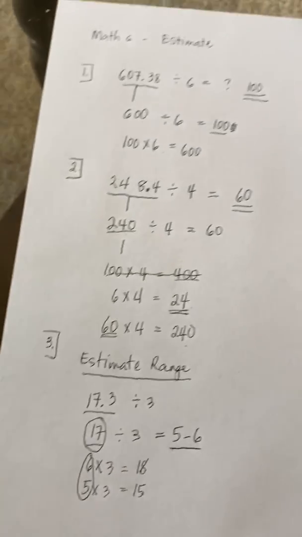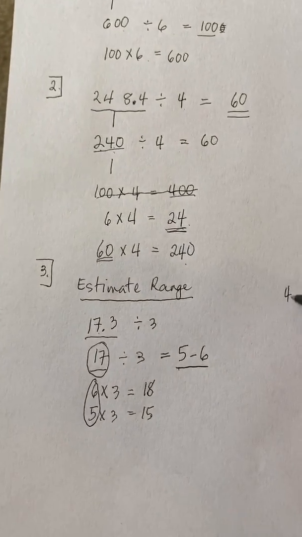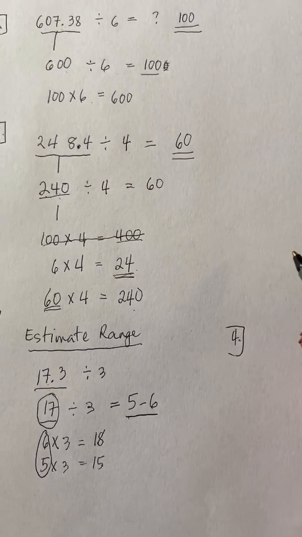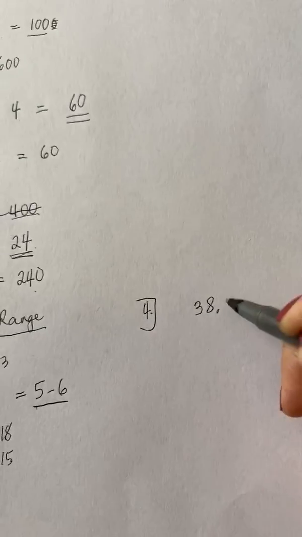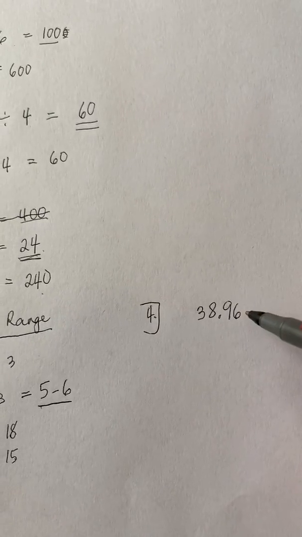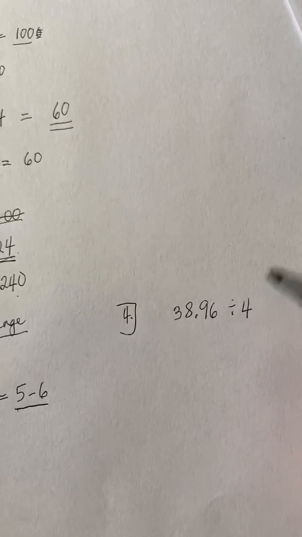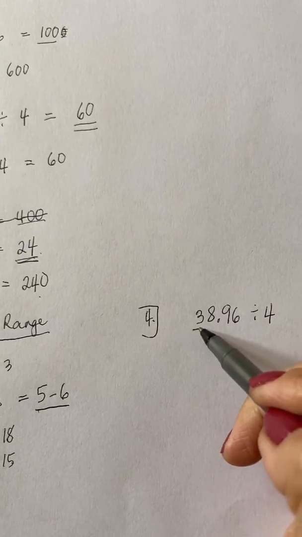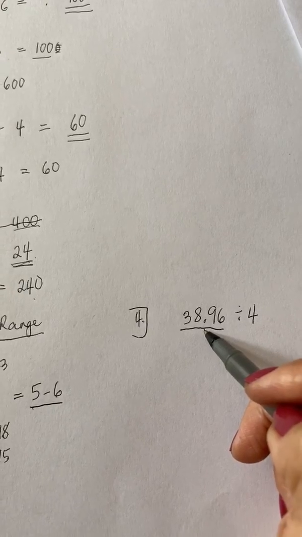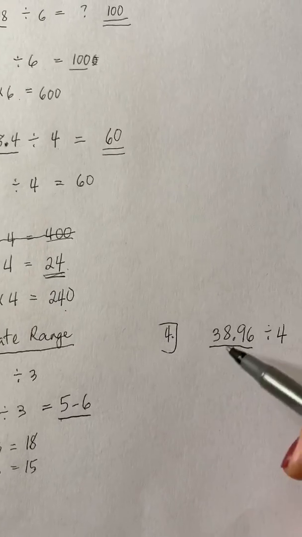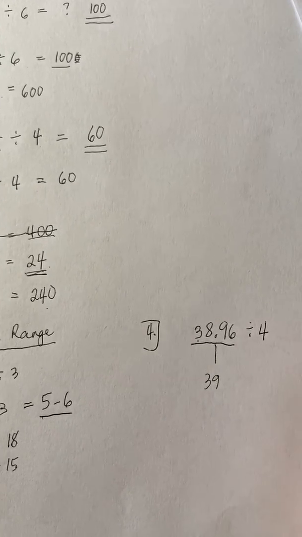All right, let me have the fourth example talking about estimate range. I will have 38.96, or 38 and 96 hundredths, divided by 4. Again, to estimate is to make this decimal number a whole number by rounding it off. So 38.96, I will say 39.